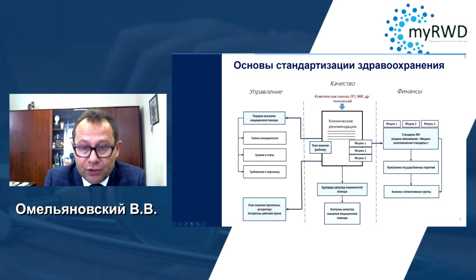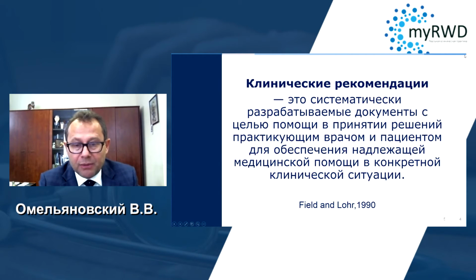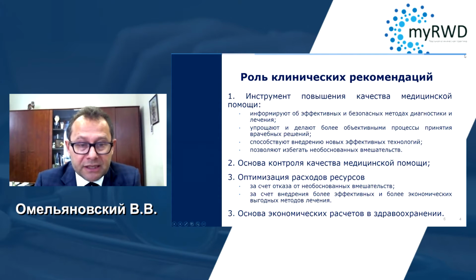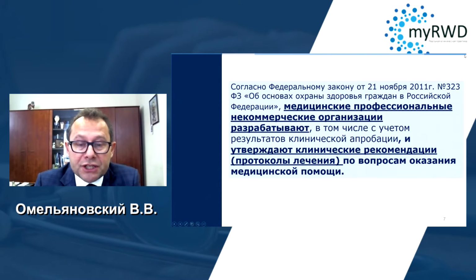Now, this slide shows how they can be linked. How is the complex assessment done, and the list of drugs for the essential drug list, and then how is it reflected in the clinical guidelines, how is it related to the standards, with the quality criteria, with disease-related groups, and to a certain extent, they influence more and more the program of state guarantees. I'm not speaking too much about clinical guidelines, although it is declared as the main topic of my presentation. I will say a few words.